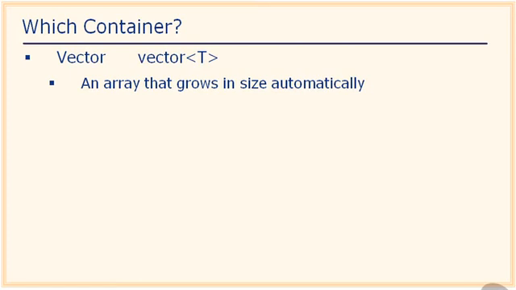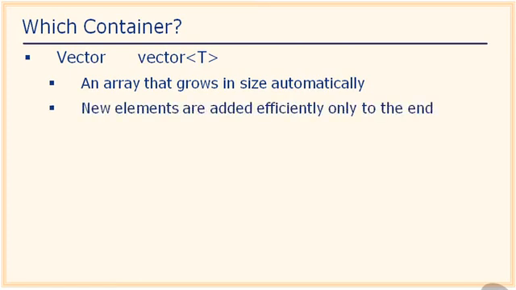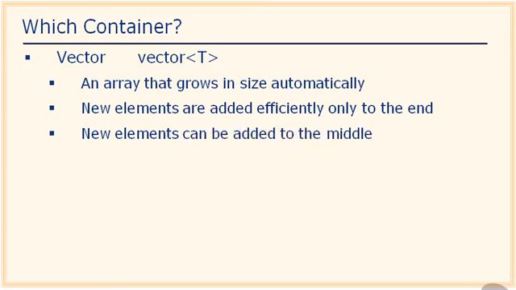So a vector is going to grow in size automatically. Now new elements are added very efficiently only to the end. Now you can add a new element to the middle, but you involve a fair amount of overhead, and it's not what the vector is really built for. But if you want to throw things into an array really quickly, use a vector. And I'm going to show you some programmatic things that you can do with vector that's really neat and really cool. We'll look at that in a separate video.